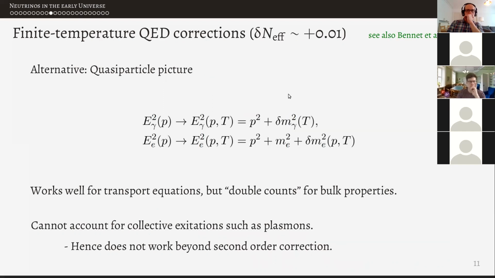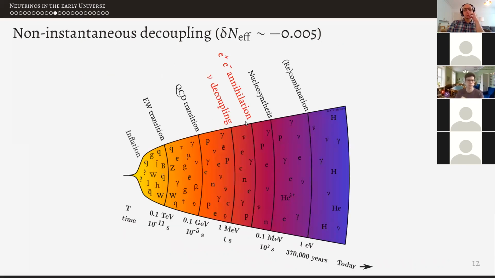Yeah, so when you put this into your equations, you get a change in N_eff of 0.01. The next effect that I would like to talk about is the non-instantaneous decoupling. Instantaneous decoupling means that we assume that the neutrinos decouple exactly at one single temperature, and that then they do not interact at all after that point. That is not actually true, because electrons and positrons do produce a few neutrinos even after that.